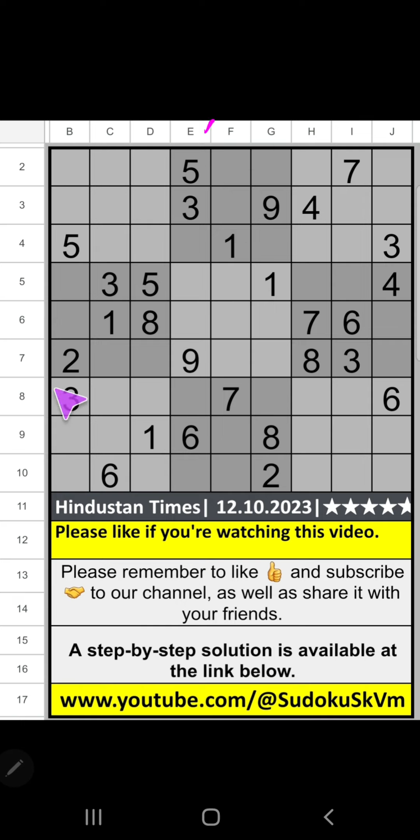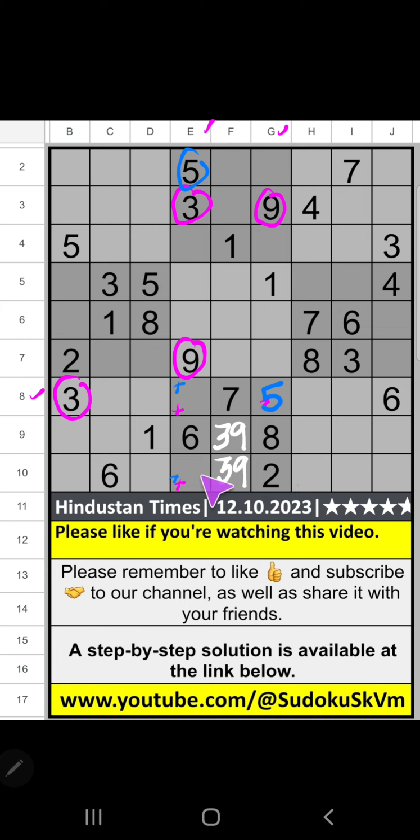Column E, 8th row and 9th row, be a pair of numbers 3 and 9. So 3 and 9 can't come in these cells. It will come in one of these cells. We'll confirm later. Column E, we have 5. So 5 can't come in these cells. Then 5 is confirmed here.